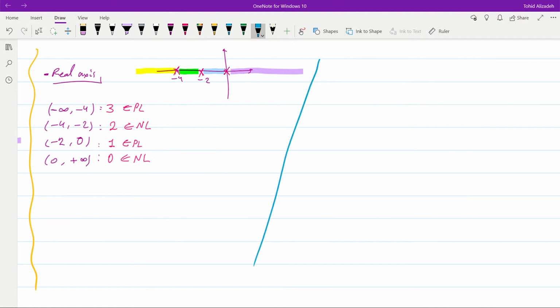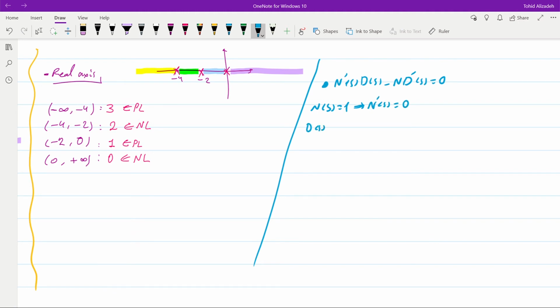To find the breakaway point, we need to refer to n prime times d minus n times d prime equal to 0. For n of s we have 1, which means that n prime of s will be equal to 0.